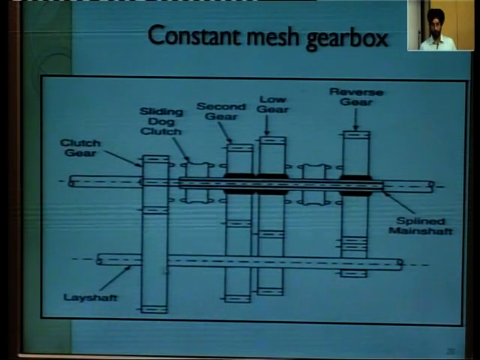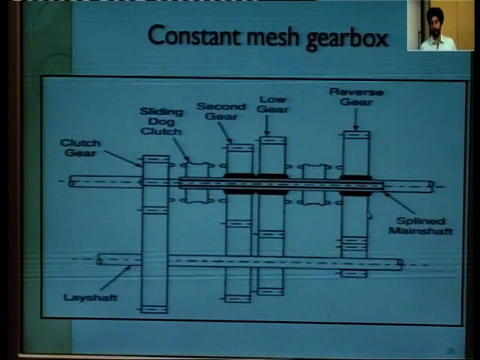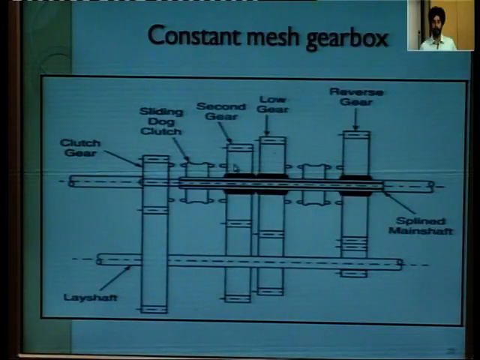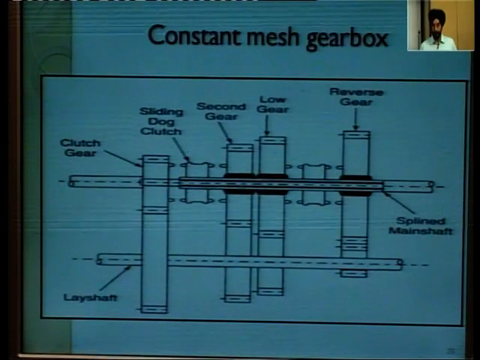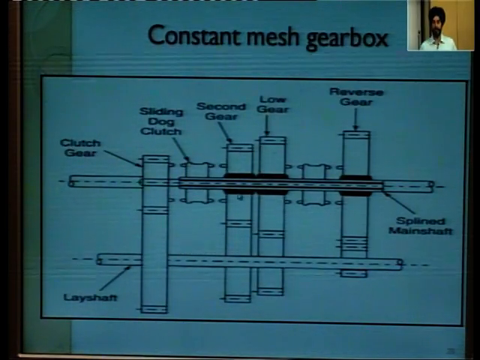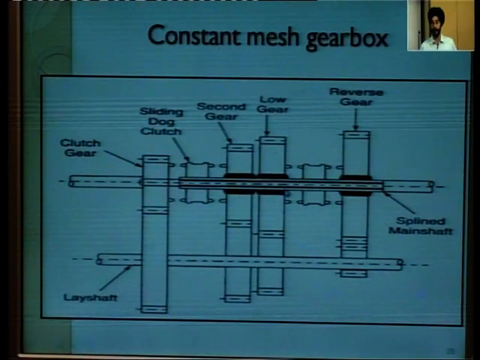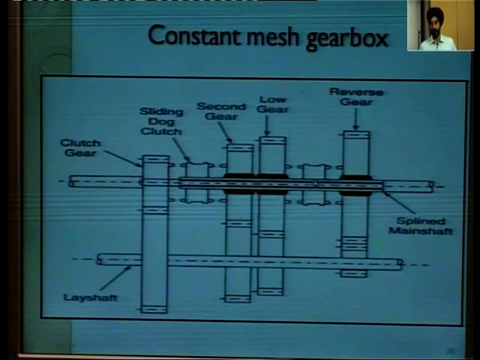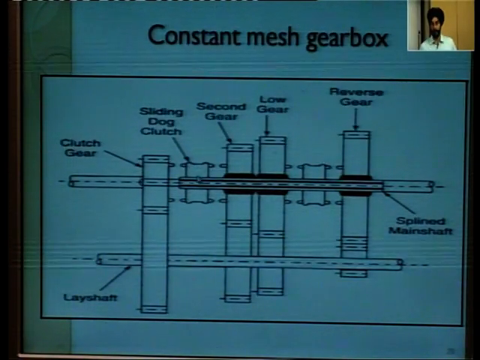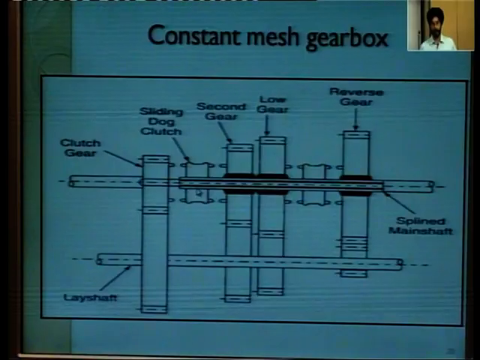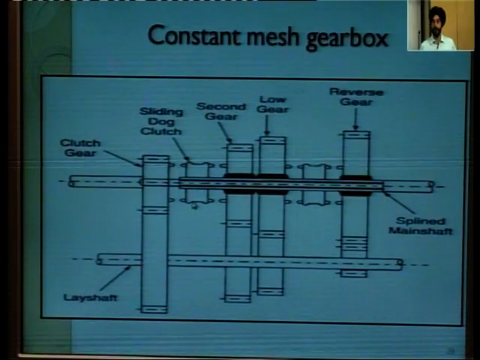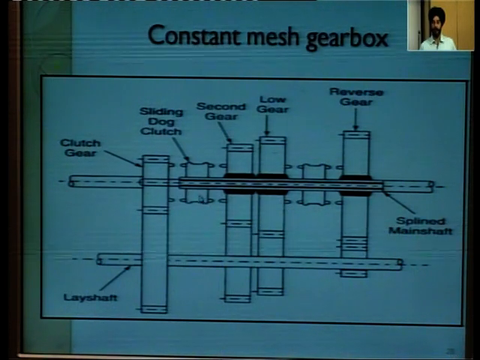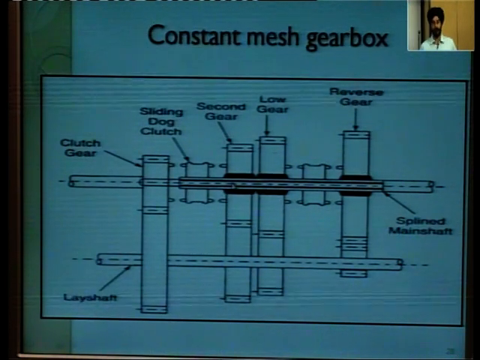Because all these gears are engaged, all the gears on the main shaft will be running at a different RPM, but the gears on the main shaft are free, they are not positively coupled. But here we have dog clutches which are positively coupled through splines on the main shaft. When this dog clutch rotates, it will rotate the output shaft.